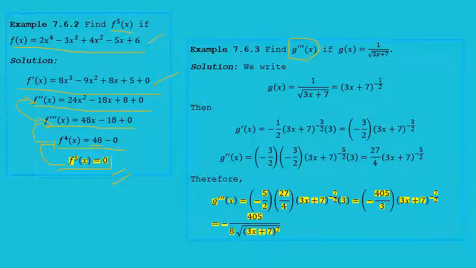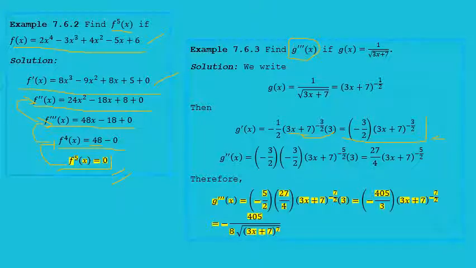Okay, let's start with the first derivative. So, g prime of x, bring down negative 1 half, just copy 3x plus 7. The exponent is negative 3 over 2 because negative 1 half minus 1 is negative 3 halves, times the derivative of 3x plus 7, which is 3. So this is equal to negative 3 halves times (3x plus 7) to the power of negative 3 halves. This is the first derivative.